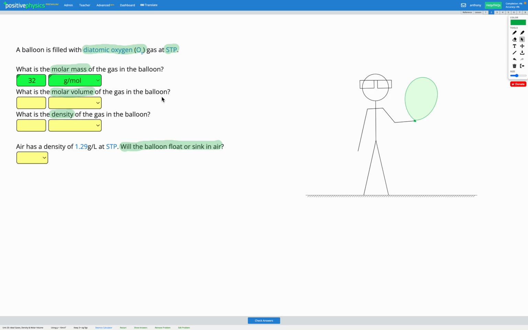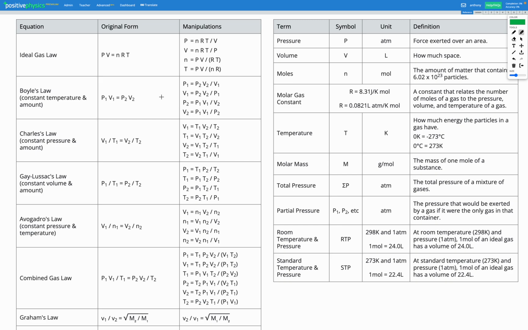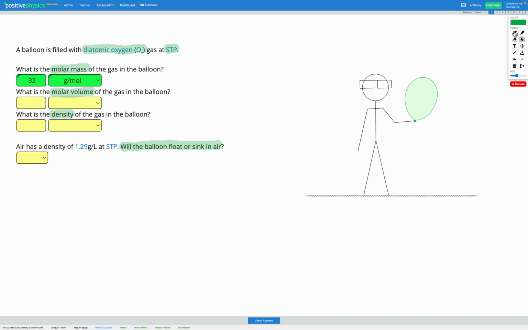Let's head to our reference sheet. And we're looking for STP down here, standard temperature and pressure, which is 273 Kelvin and 1 atm. Under those conditions, 1 mole of an ideal gas has a volume of 22.4 litres. That is true at STP only. So since this question is at STP, it doesn't matter what type of gas we have, 1 mole of it is going to have a volume of 22.4 litres.